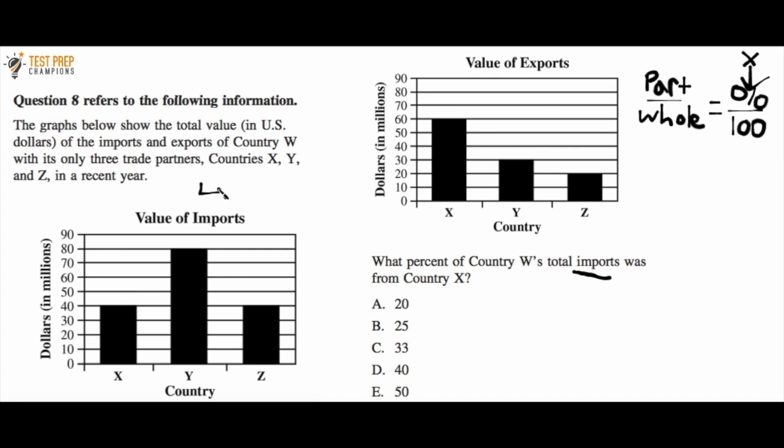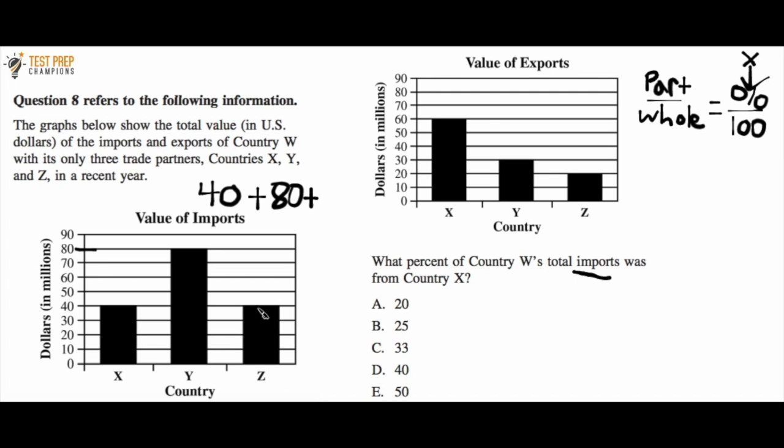So for country X, I'm going to do 40. All right, so now let's look at the value of imports for country Y. That corresponds to 80. I know if you're on a small screen device, this might be hard to see, so I do apologize for that. I did my best to fit it all on the screen in a way that would make sense, but unfortunately with 2 graphs, it's kind of hard to do.